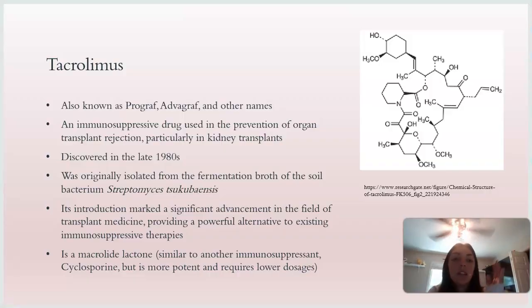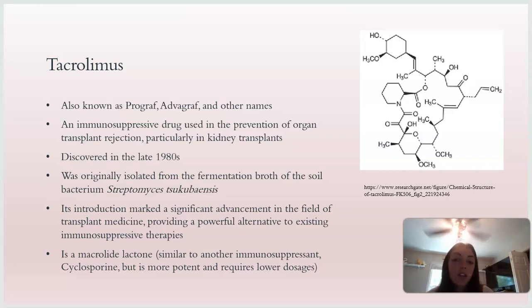The immunosuppressive drug I chose is tacrolimus. The structure is shown there, and it's also known as Prograf, Advagraf, and other names that are commonly used. It's an immunosuppressive drug that's used in the prevention of organ transplant rejection, specifically in kidney transplants.